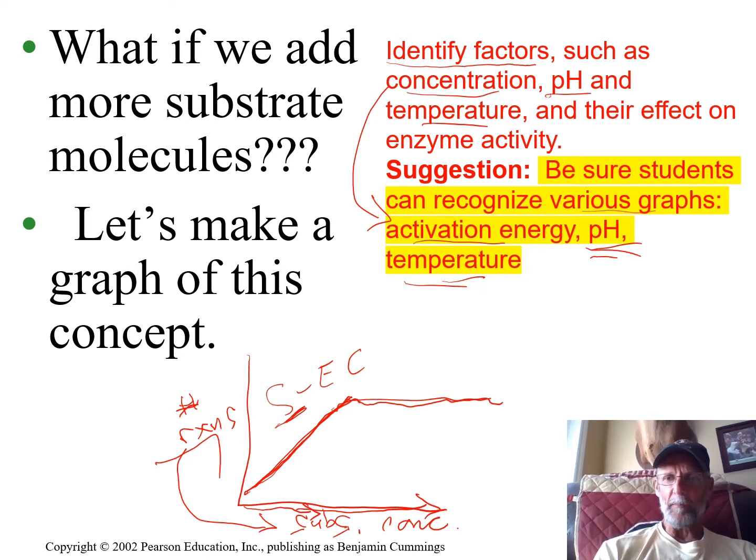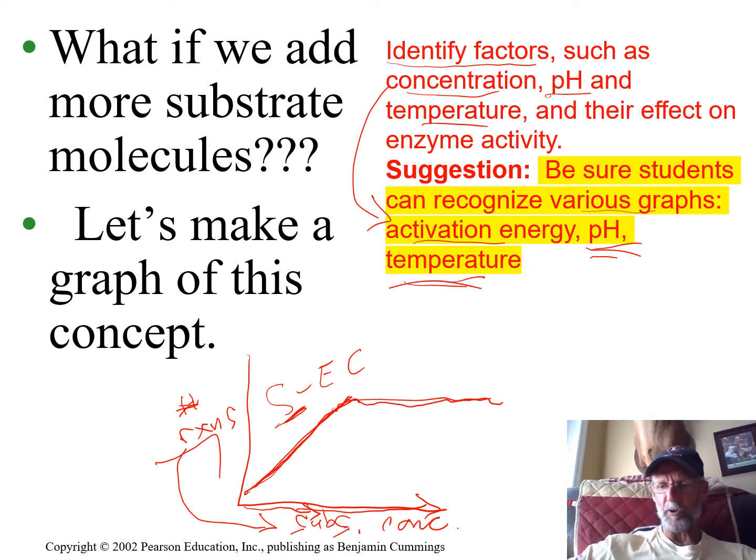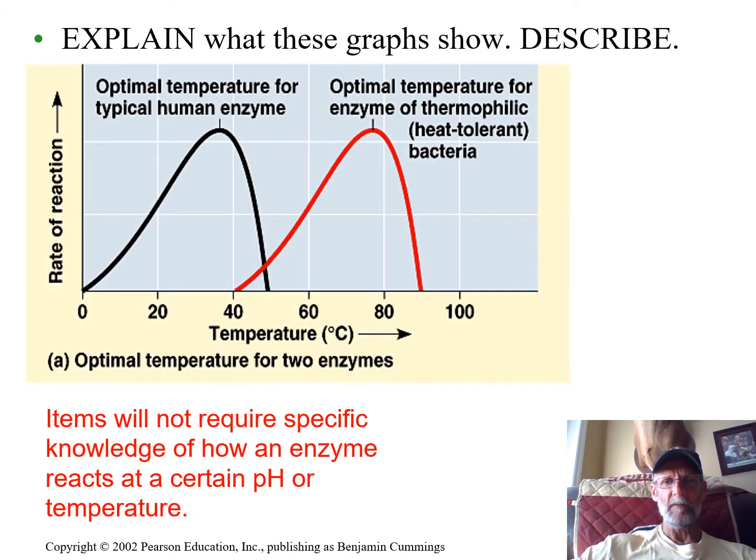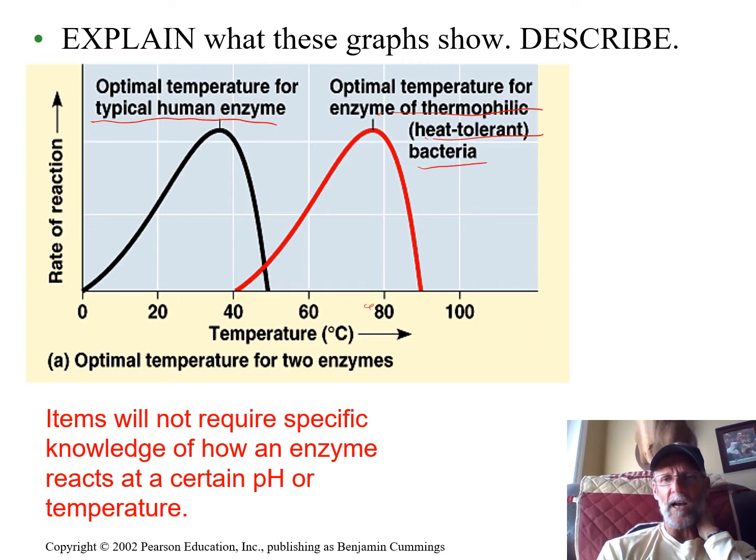So now let's look at pH and temperature, and I think temperature's first. Yes, it is. This is a very common graph. This shows two different enzymes. They're just a general typical one, and then a little more specific, an enzyme that works really well when it's really hot. Notice these are degrees Celsius, right? So your body temperature is more in this kind of range.